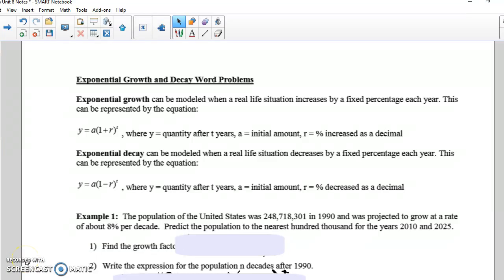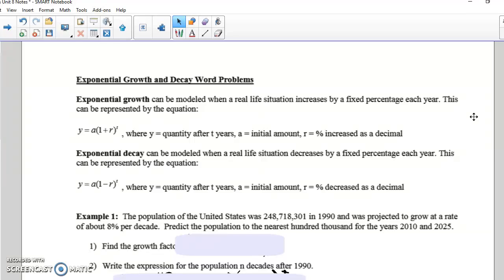So these are the last videos, part 2 of the exponential growth and decay problems. You did graphing before, now we're going to actually apply it to word problems. Exponential growth can be modeled when a real-life situation increases by a fixed percentage each year. That's exactly what exponential growth is.